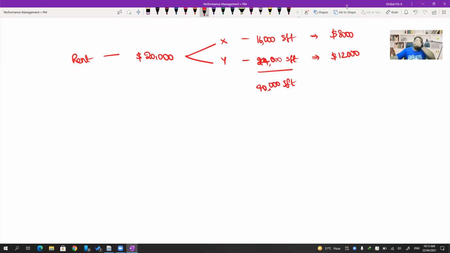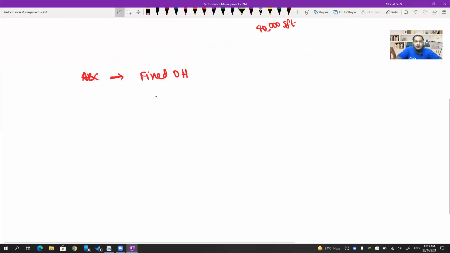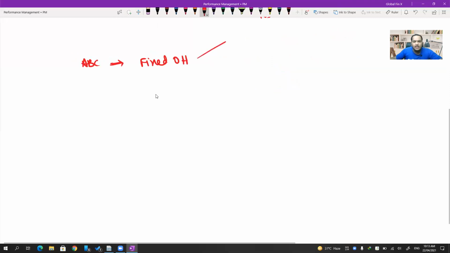So this is what activity based costing does. Under ABC, what we understand is that the fixed overheads are not really a single number. It's a combination of different types of fixed costs. There are different types of fixed costs. We call them cost pools.